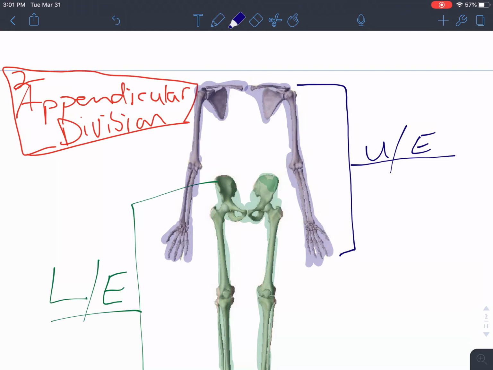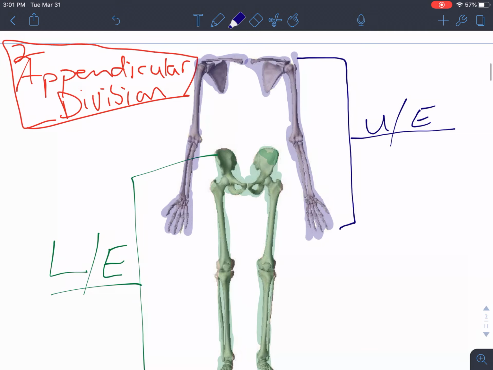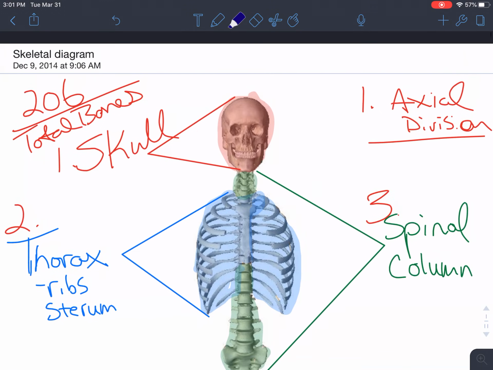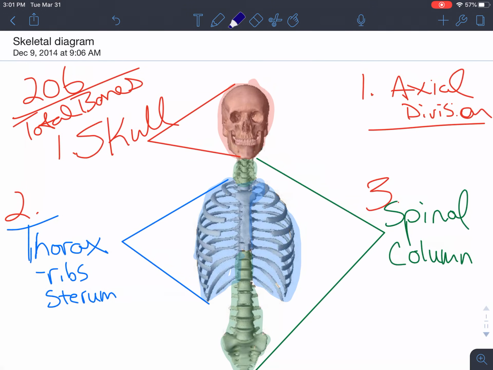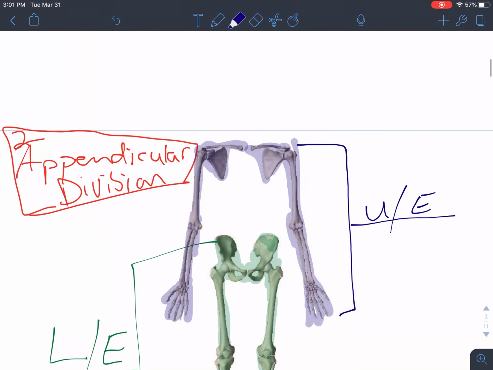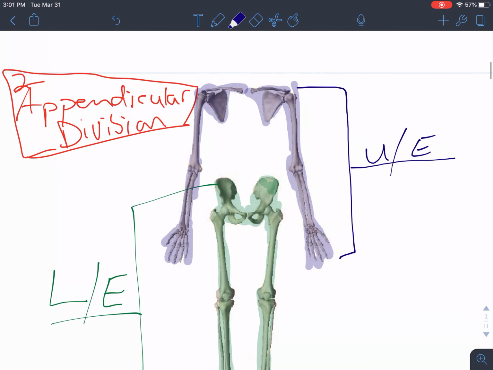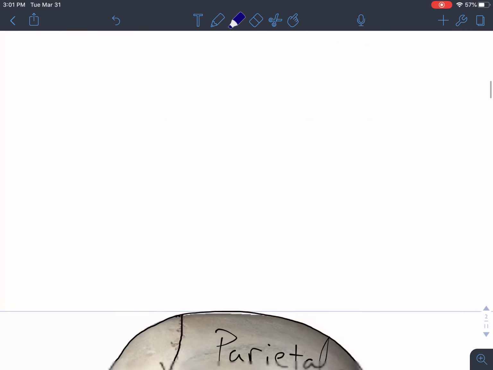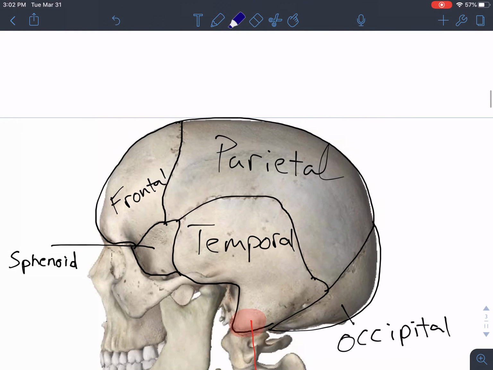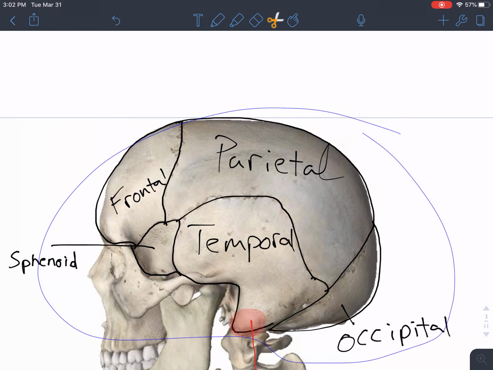So you have two divisions of the skeleton. You have your axial division, which makes up your skull, thorax, and spinal column, and you have 206 bones in your entire body. Then number 2, the second division, is your appendicular division, consisting of your upper and lower extremities. All right, I'm going to just erase this so that we could go through it together.